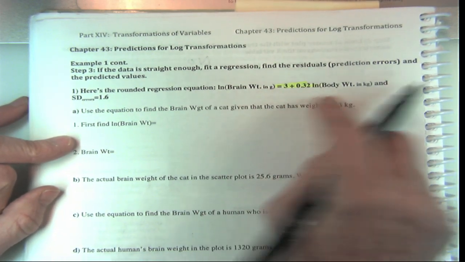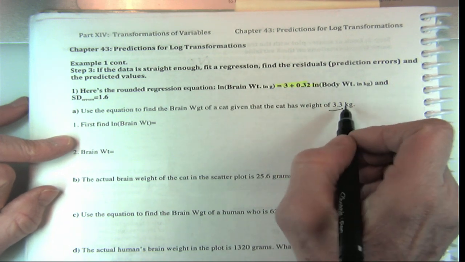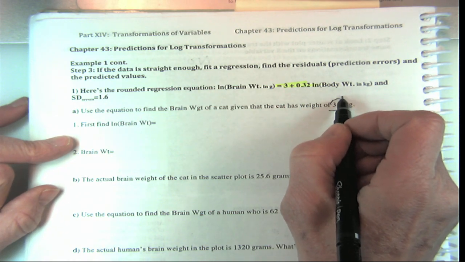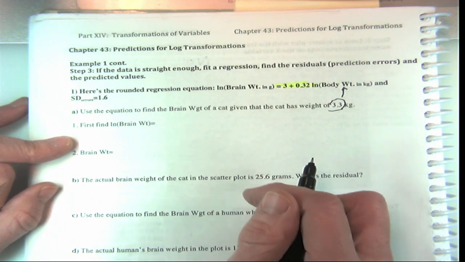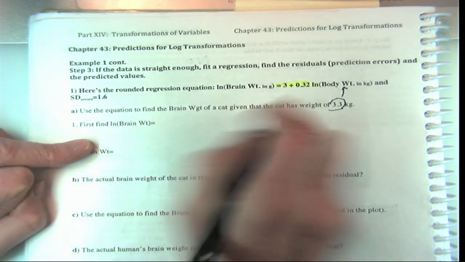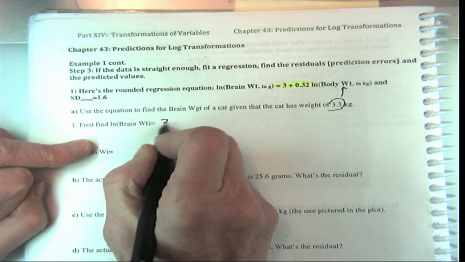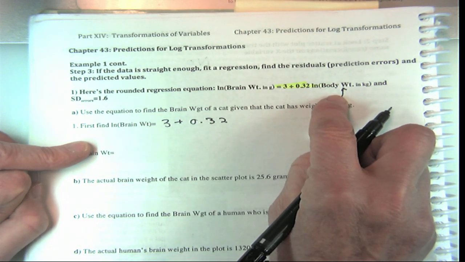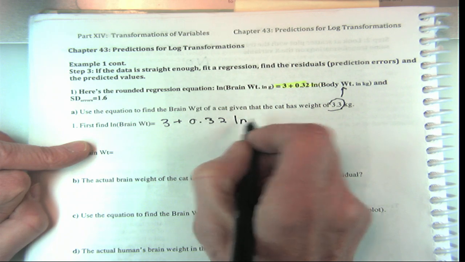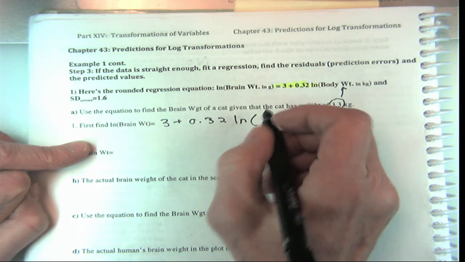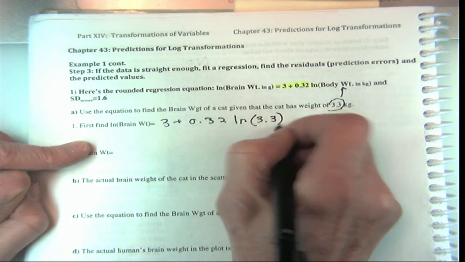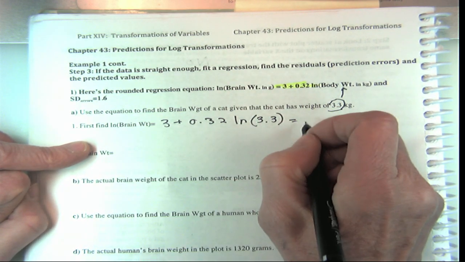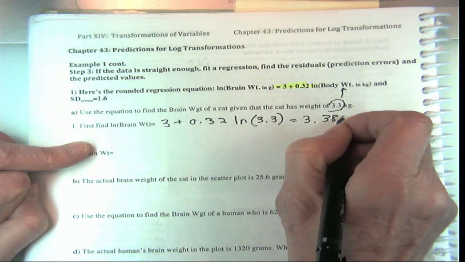So first, the cat weighs 3.3 kilograms. We're just going to plug 3.3 in for the body weight and solve the equation. So we'll say 3, we're just copying it down, plus 0.32 times the log of, instead of the body weight, we're just going to write 3.3. I did it, and it was 3.82.